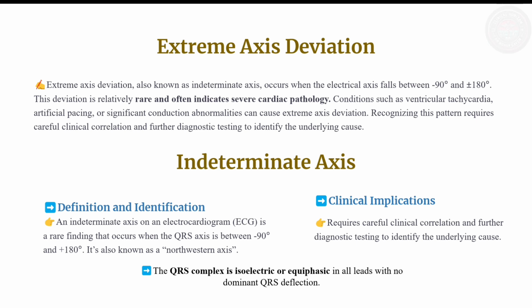Causes of extreme axis deviation: ventricular tachycardia, severe conduction defects, artificial pacemakers, congenital heart abnormalities. This condition is uncommon and unusual.